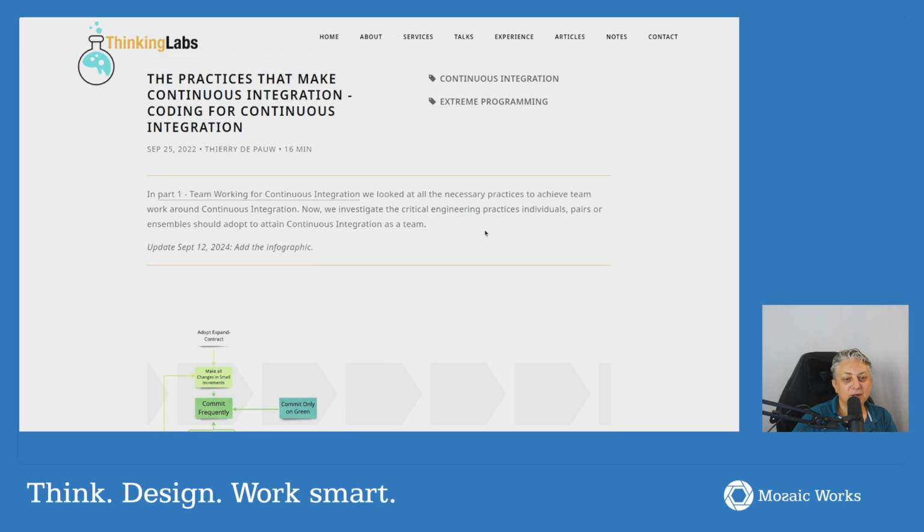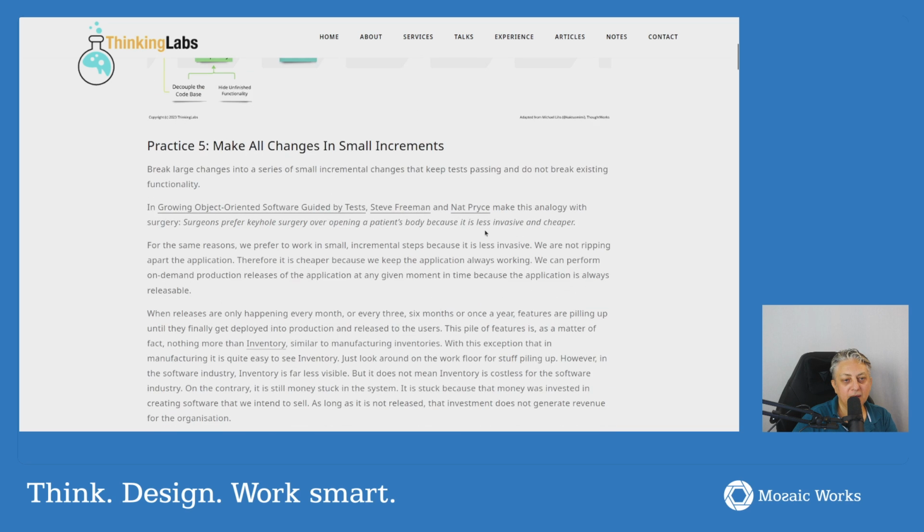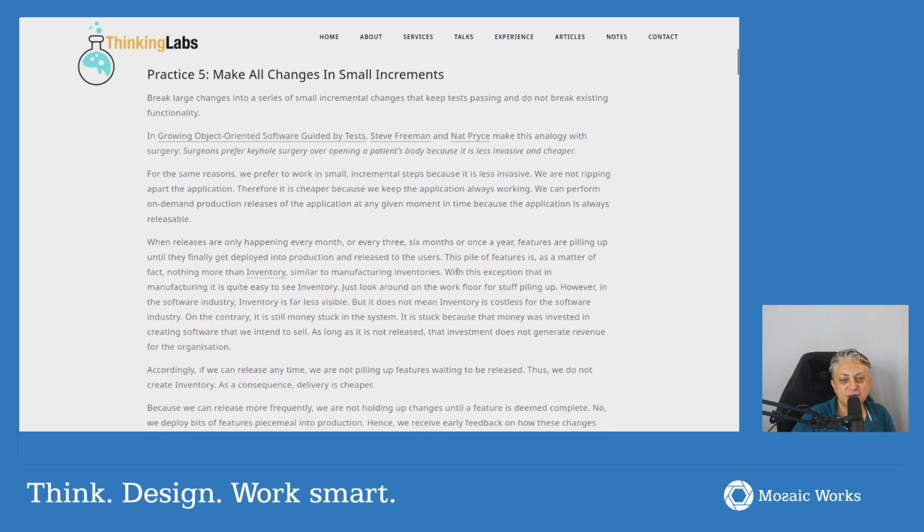Okay, the next one, coding for continuous integration. Practice 5, make all changes in small increments. Break large changes into a series of small incremental changes that keep tests passing and do not break existing functionality. Well, so you see a lot of people, that's one of the challenges, I think.